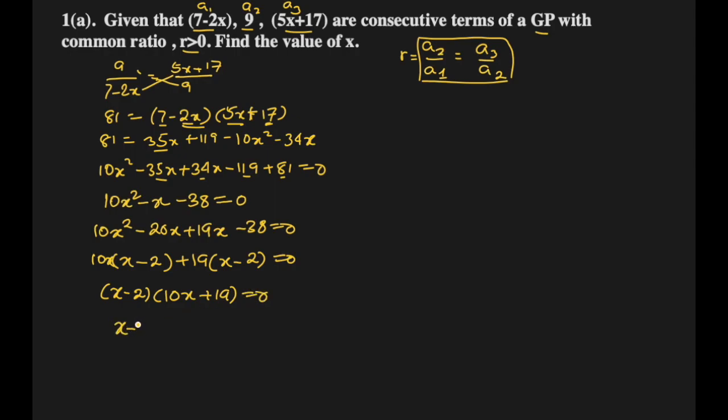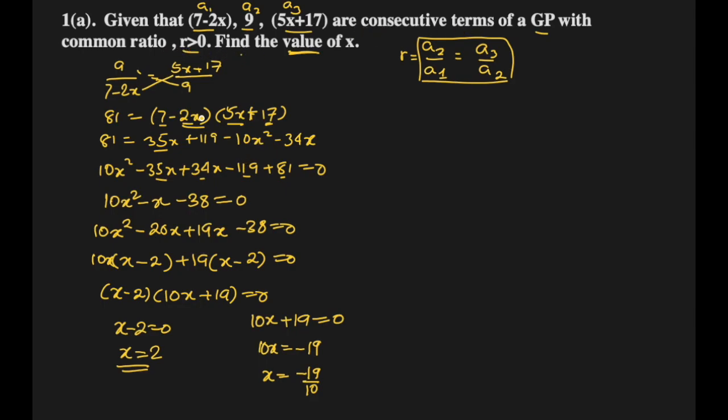So either x minus 2 is equal to 0 or 10x plus 19 equal to 0. This gives us straight away x equal to 2, and this gives us 10x equal to negative 19, so x is negative 19 over 10. But the question says find the value of x, not values, given that the terms are consecutive and r is greater than 0.